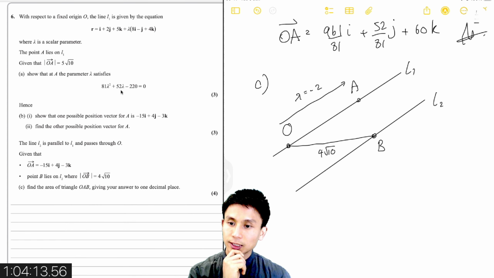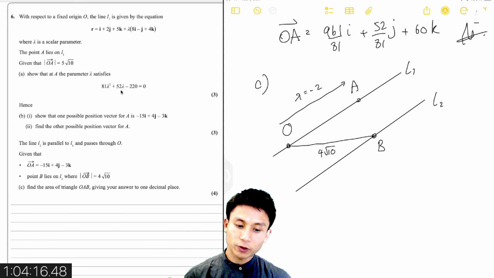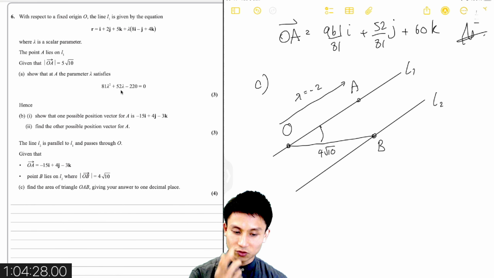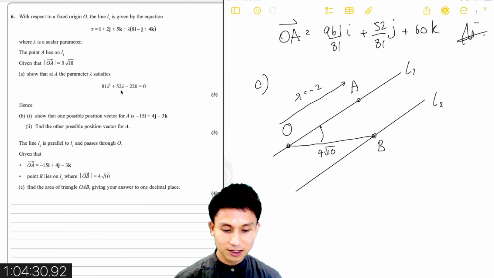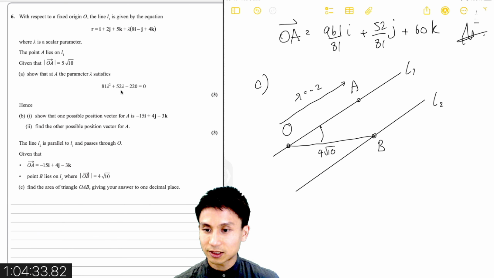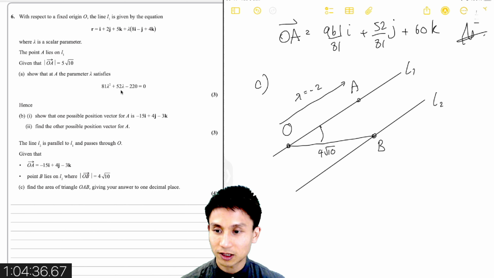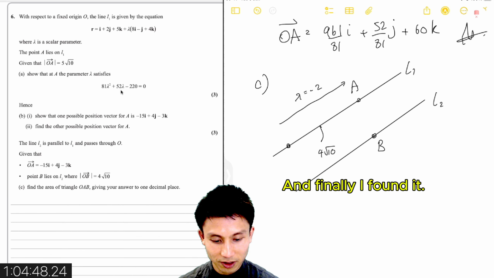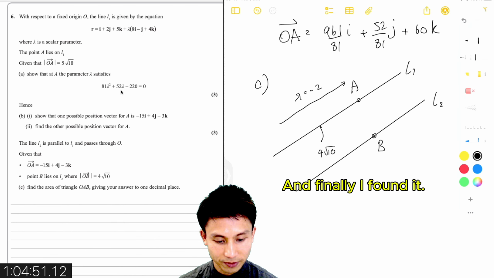Interesting. We can also find OA, the length, I mean. But if we want to find the area, we can find the angle between these two vectors and do the 1/2 AB sine theta. But we don't quite know OB yet. I mean vector OB. Wait. Oh, no, sorry. It's the L2 that passes the origin. Okay. That's why it was a bit tricky. All right, so it is this.